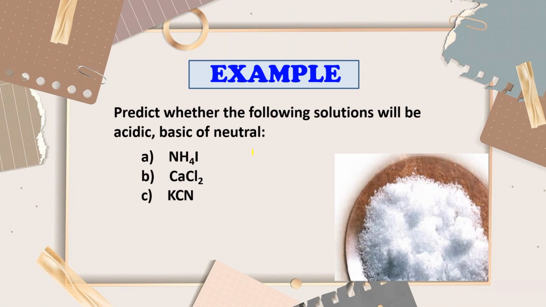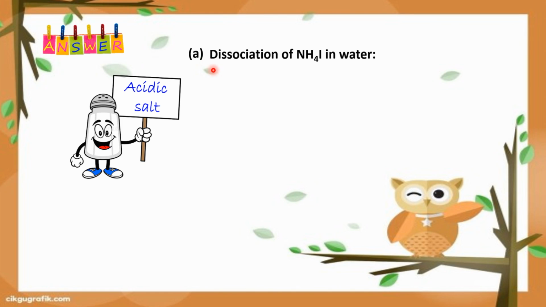Okay, for example, predict whether the following solutions will be acidic, basic, or neutral. Alright, so first of all, what should you do? You have to write the dissociation equation of the solution in water. Since the question already mentions solution, ammonium iodide is in aqueous. It is 100% dissociated in water and will form ammonium ion and iodide ion, both in aqueous.